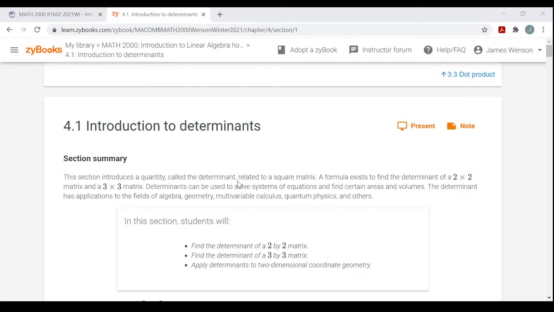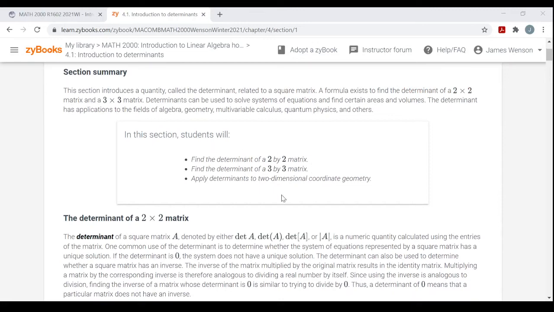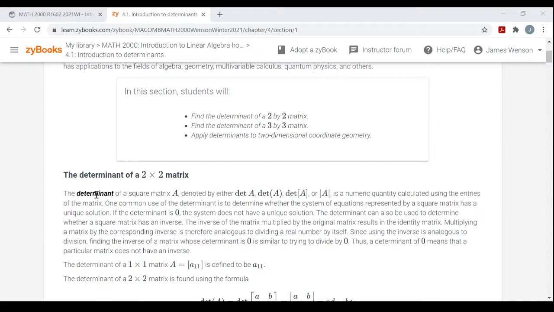Alright, so I'll start here. Now again, you can read the summary and the objectives. So the determinant, again, is just a number associated with the matrix. And it's going to be associated with a square matrix, right? So a 2 by 2, a 3 by 3, 4 by 4, etc. So if a matrix is not square, we're not going to find the determinant of that matrix. It won't have a determinant.